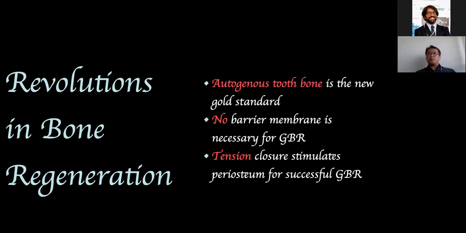Autogenous tooth graft bone, to me right now, I think is one of the closest to the gold standard, even though there are limitations. Of course, we can argue this and it will never end. I'm not saying that it is, but it is very close to the autogenous bone graft, except that it's not fresh, it is from an extracted tooth. I do not use any barrier membrane. I do not think, as of now, after 12 years of practice, that a barrier membrane is necessary. In fact, very often I close with a light amount of tension to stimulate my periosteum for successful GBR.